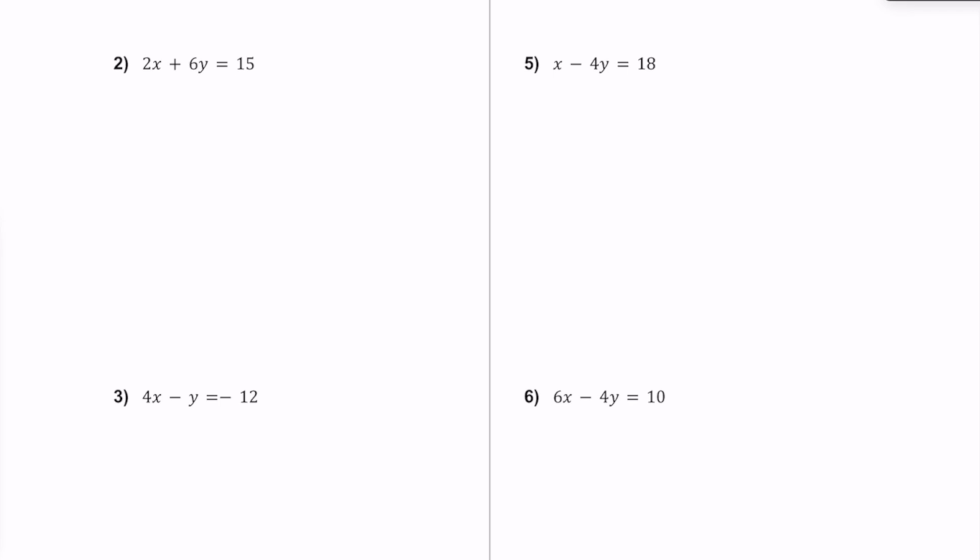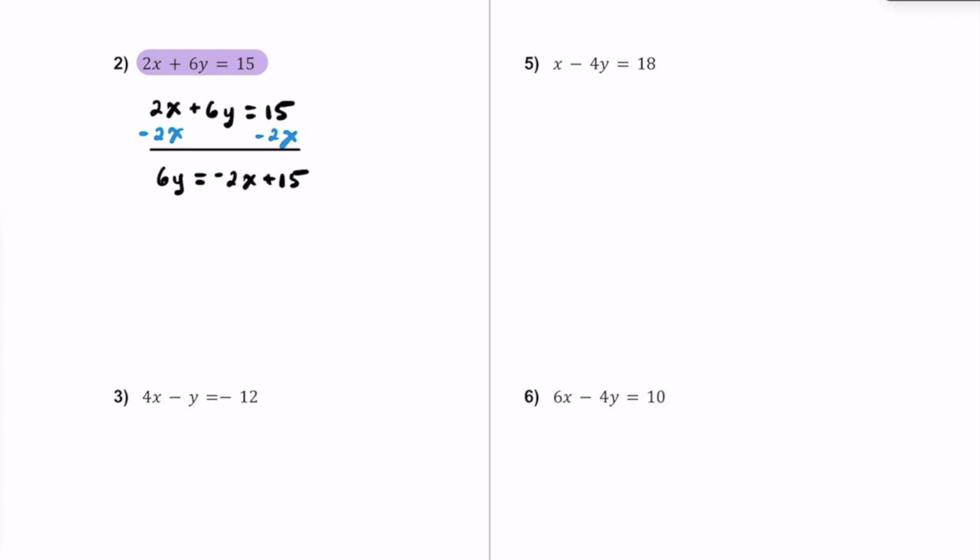In number two, we have the standard form equation of 2x + 6y = 15. I'm going to start by just writing the equation down. So 2x + 6y = 15. Let's go ahead and start by moving the 2x term to the other side of the equation. We can do that by subtracting 2x on both sides. Once we do that, we're going to be left with 6y on the left side. And then on the right side, let's write -2x + 15.